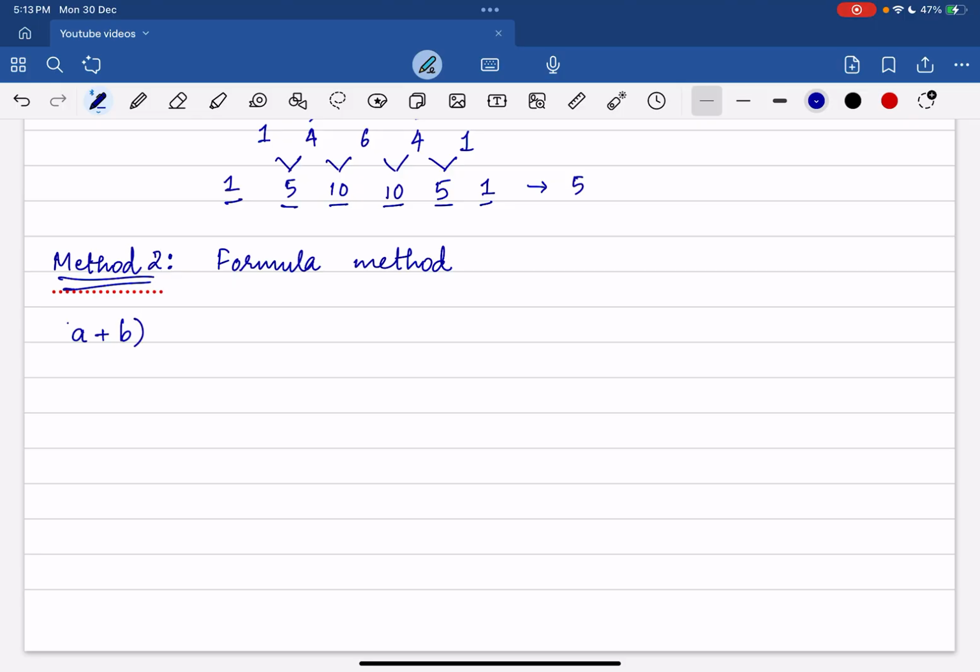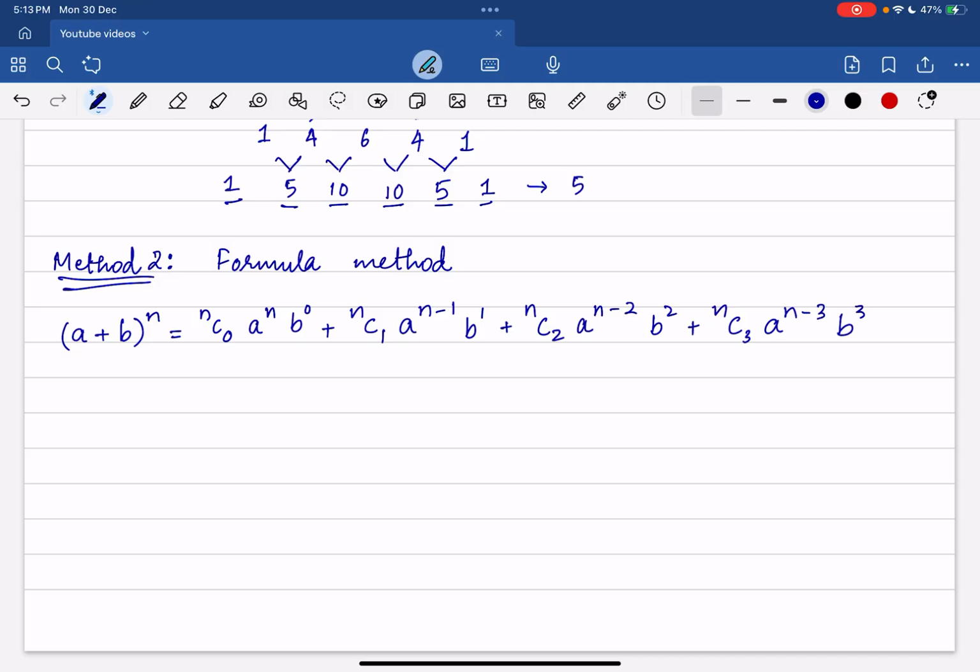Let's say it is (a plus b) the whole raised to n. It starts with nC0 a raised to n b raised to 0, plus nC1 a raised to n minus 1, where the power of a reduces by 1 and the power of b increases by 1. Then you have nC2, power reduces by 2, power increases by another 1, a raised to n minus 3, b raised to 3, and so on.